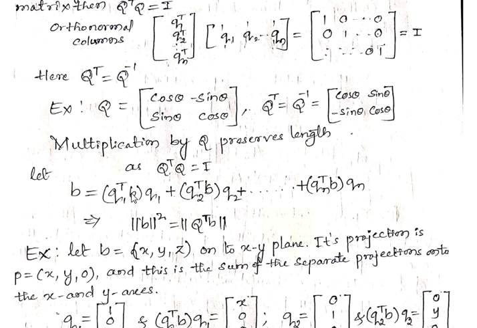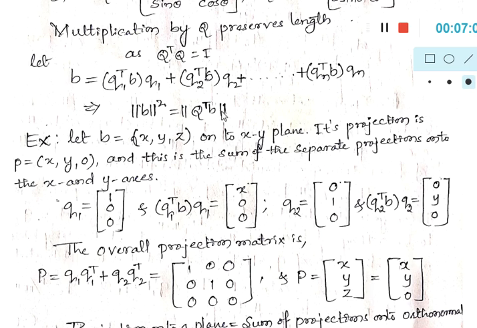Q1 transpose B into Q1, we can write, because Q1 transpose Q1 is going to be I, so it's going to be 1. So we can write it in this way. The magnitude of this B squared is going to be Q transpose B, and this B squared has to be a square.